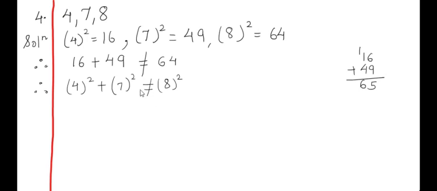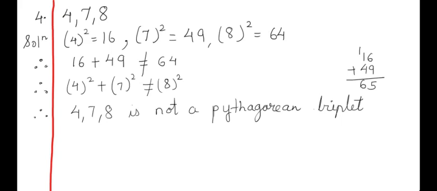And if it is not equal to, then what we can say? Yes, they do not form a Pythagorean triplet. Yes or no? So therefore 4, 7, 8 is not a Pythagorean triplet. Did you all understand? Yes. So this is the solution to our sum 4, 7 and 8.